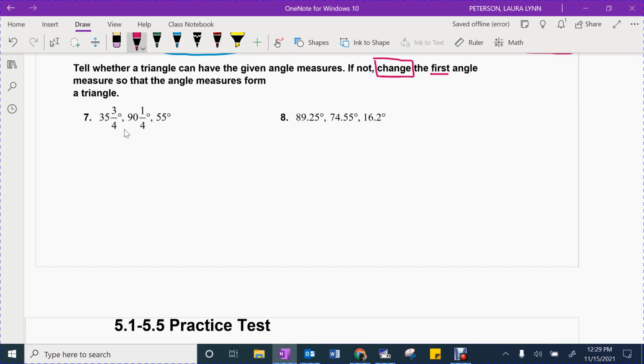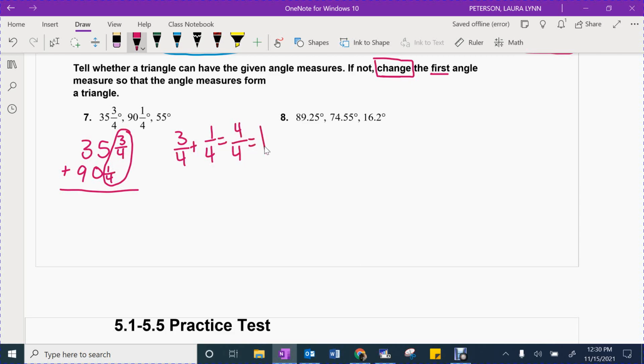35 3/4 plus 90 1/4. I'm going to just do one at a time. Then we'll add in the 55. When I'm adding mixed numbers, I'm going to start with my fractions. We have 3/4 plus 1/4. Well, wait a minute. Remember when you add and subtract fractions, the denominator, meaning the bottom, is the same. So you add your tops. 3 plus 1 is 4. 4 over 4 is 1 whole.